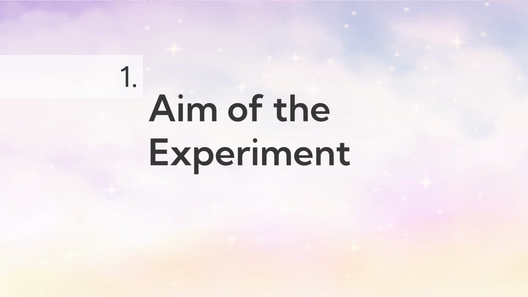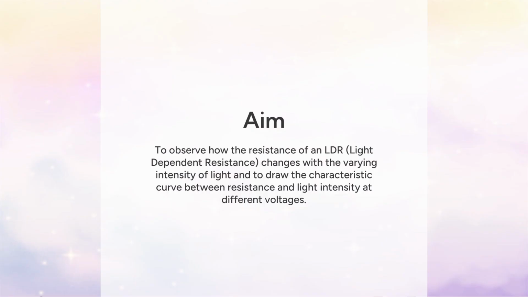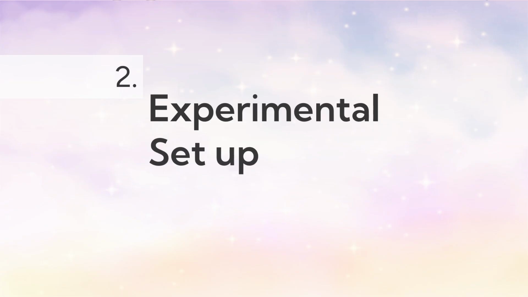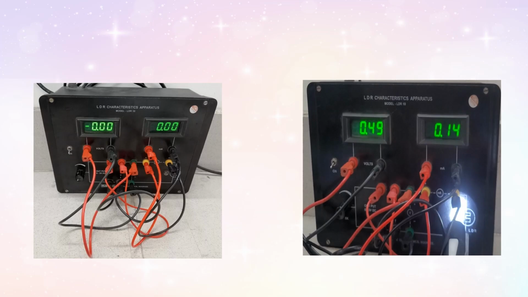Now, talking about the aim of the experiment. The aim of the experiment is basically to observe how the resistance of an LDR changes with the varying intensity of light and to draw characteristic curve between resistance and light intensity at different voltages. So now we are going to see the experimental setup.